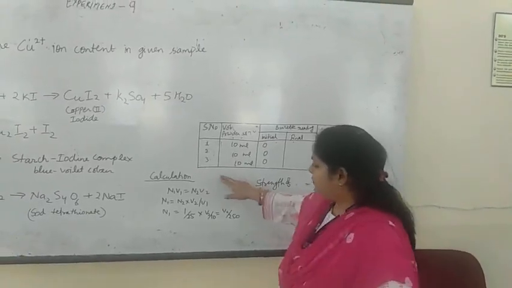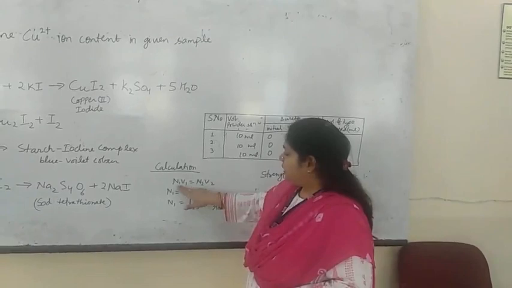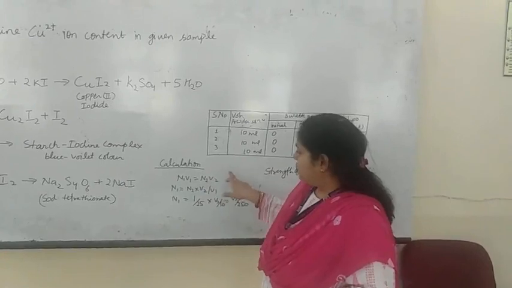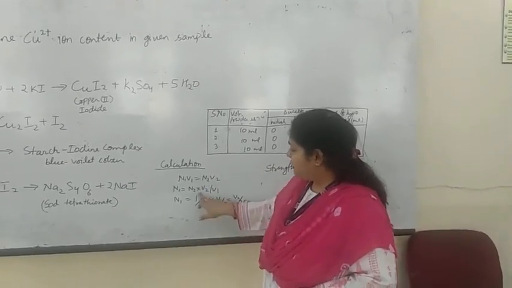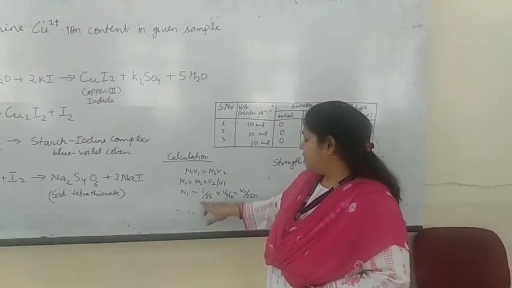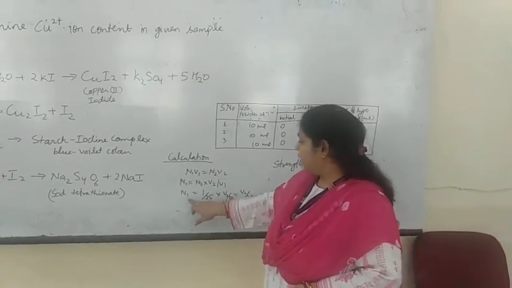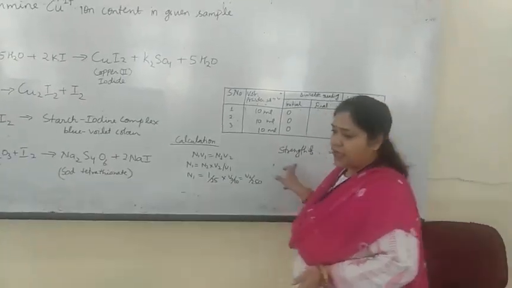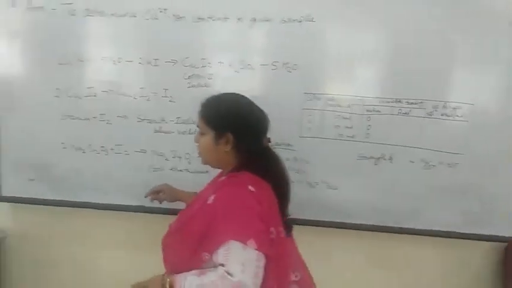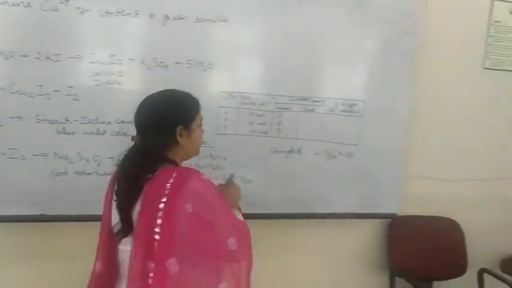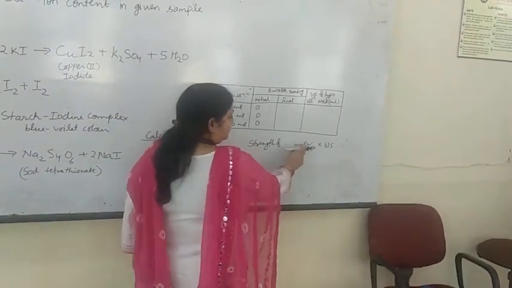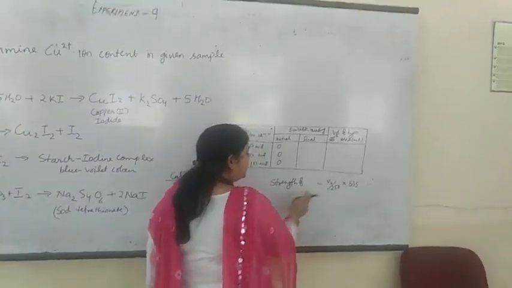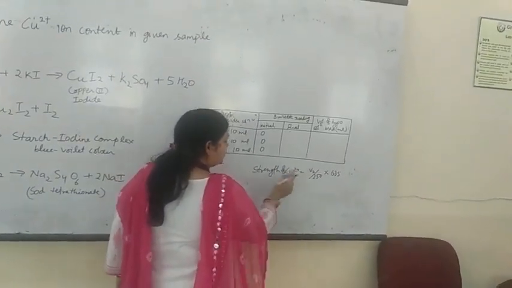After that, we will simply calculate by putting the volume into N1V1 = N2V2. The strength of hypo solution is 1/25 or N/25. By putting the values, we can calculate N1. After calculation of N1, we can easily calculate the strength of Cu2+ by multiplying N1 by V2/250 with 63.5, as 63.5 is the equivalent weight of Cu2+.